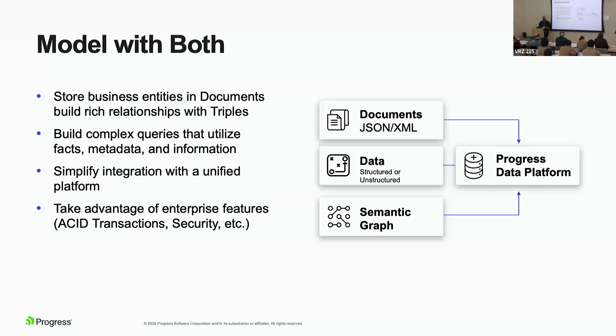So going with a multi-model approach and using each of these formats for the appropriate shape really unlocks an interesting paradigm. You can store your business entities and you can start to build rich relationships between documents using those classifications, categorizations, and knowledge graphs. You can start to build up complex queries for finding data by mixing facts, information, and metadata all together to really target the information that you're looking for.